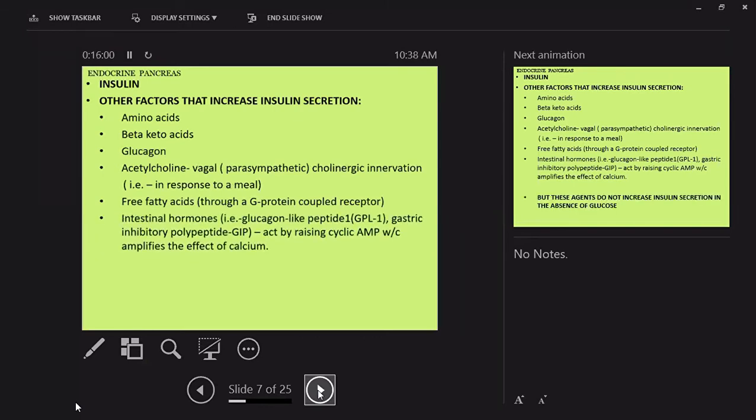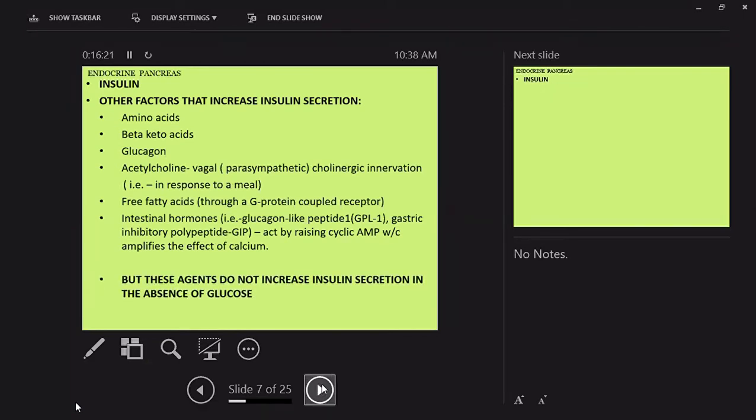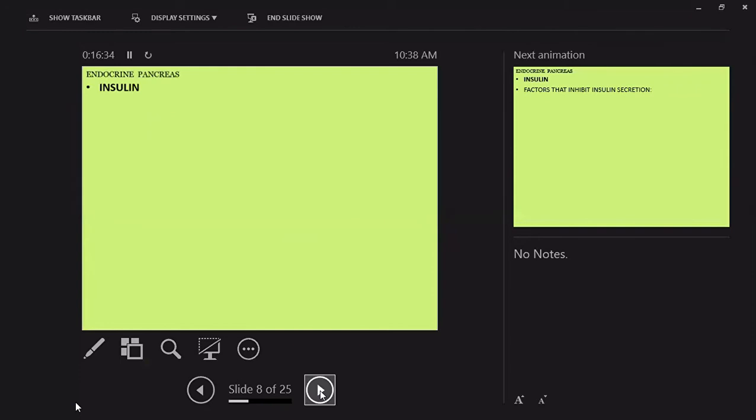Intestinal hormones like your glucagon-like peptide and your gastric inhibitory polypeptide act by raising cyclic AMP, which amplifies the effect of calcium. Remember, cyclic AMP. But these agents do not increase insulin secretion in the absence of glucose. There should be glucose. It is the primary stimulator of insulin release.